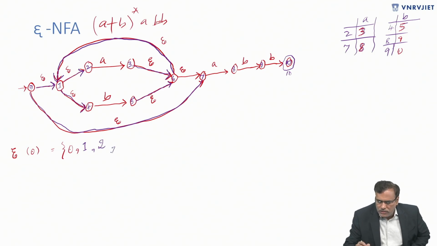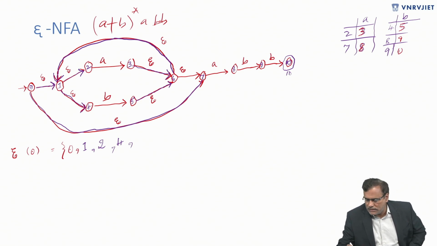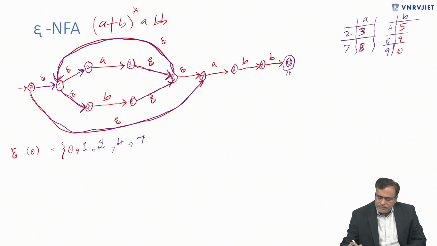0, 1, 2. So you are finding the epsilon closure of 0. From 0 you can reach 1 on epsilon, and from 1 you can reach this state on epsilon. Therefore, this 4 must be added. I think you are following. Next, from 0 you can go to state 7 on epsilon. Therefore, this 7 must be added. So the epsilon closure of 0 is 0, 1, 2, 4, 7.